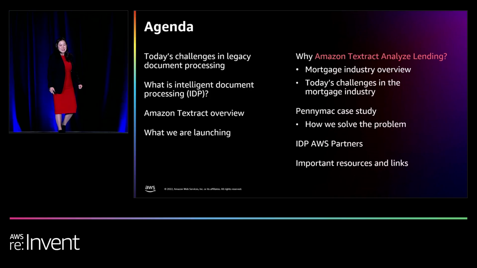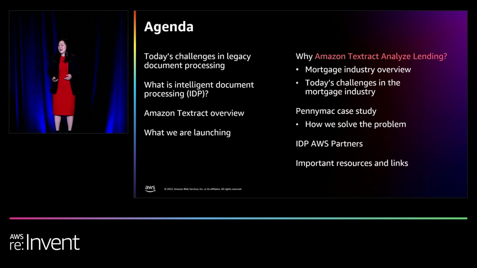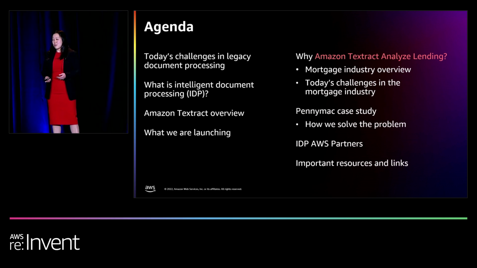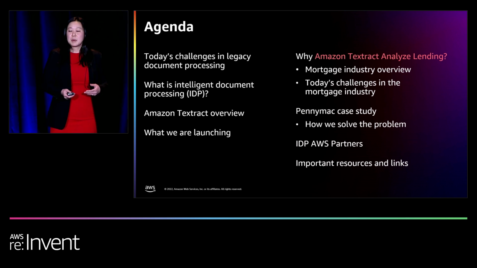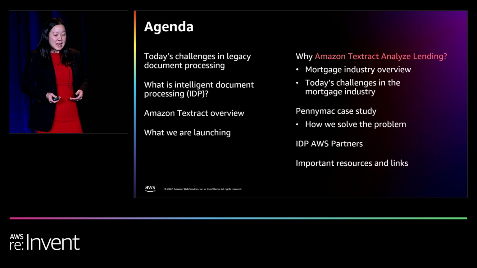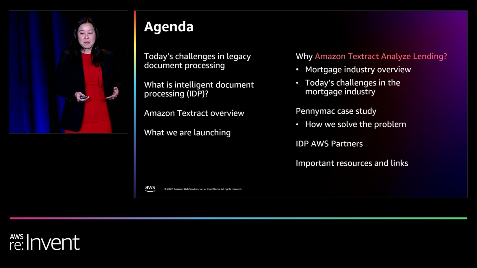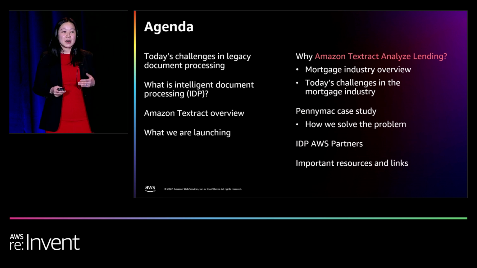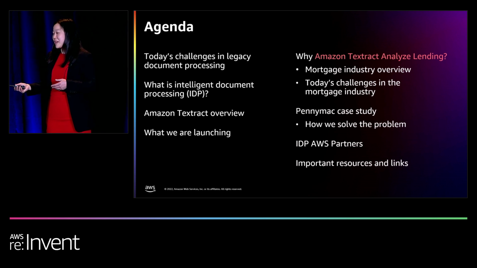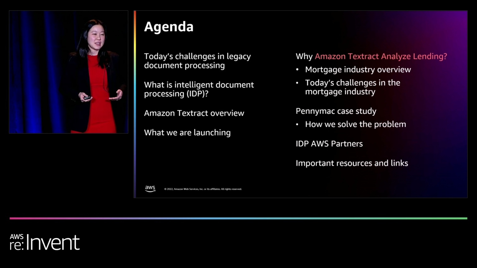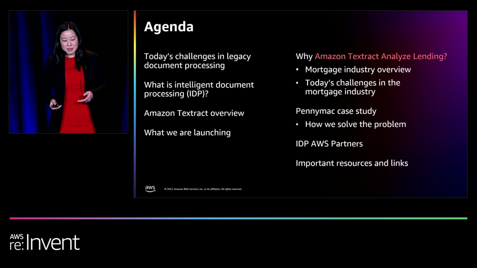Briefly going over today's agenda, I'll be talking about some of the legacy ways and challenges of document processing. Then I'll be talking about what is intelligent document processing, or IDP, and how that can help you automate your own workflows. I'll be providing an overview of Amazon Textract and some of its features and capabilities. Then I'm excited to share about Analyze Lending from Amazon Textract, our newest feature to help you accelerate your own document processing workflows. Then I'll invite Eric to come and share about how Pennymac faced some of their challenges and legacy ways of document processing and used AI ML technologies to accelerate their workflows.